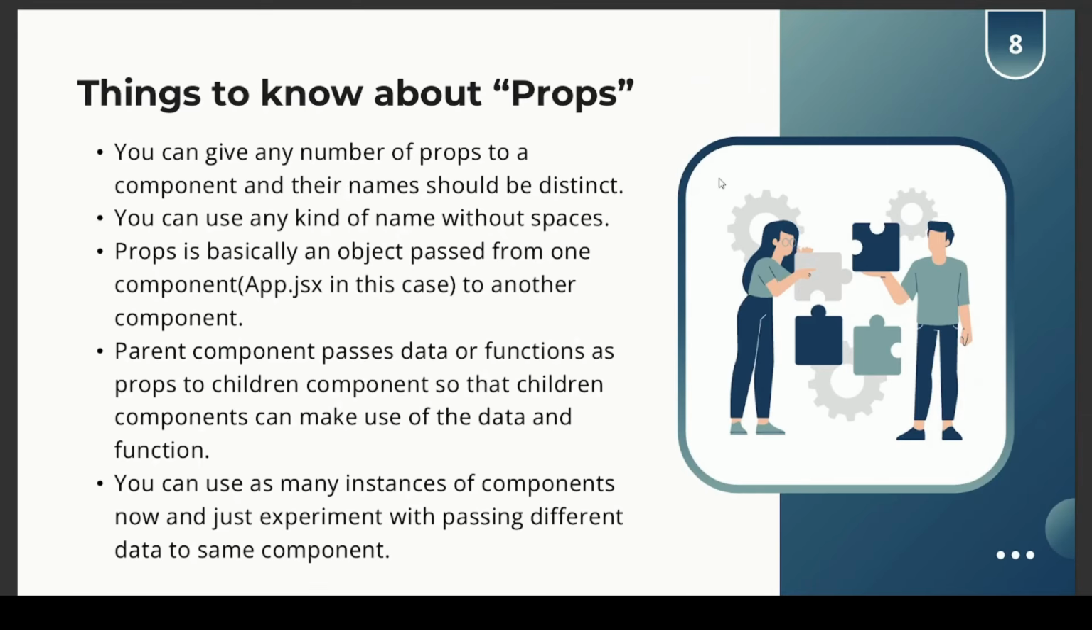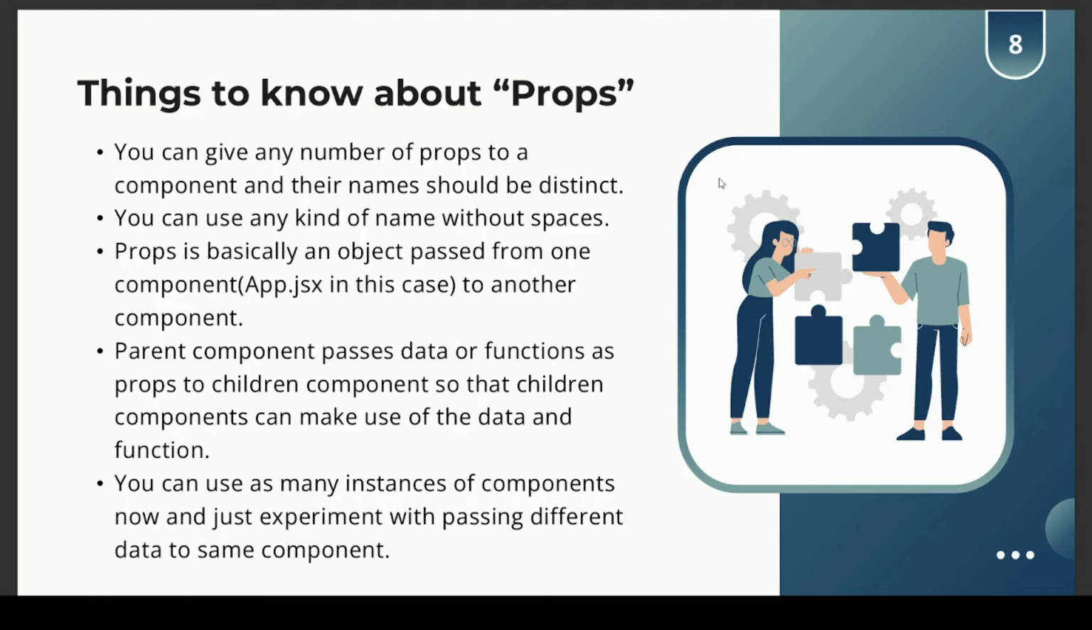So now here are the things to know about props. You can give any number of props to a component. Their names should be distinct. Yes, their names should be distinct, otherwise it will give an error. You can use any kind of name without spaces. And props are basically the objects passed from one component to another component. So in this case, our parent component app.js passes the data or functions as props to the children components, so that children components can make use of the data and functions.